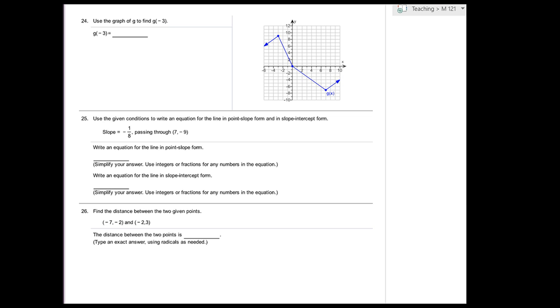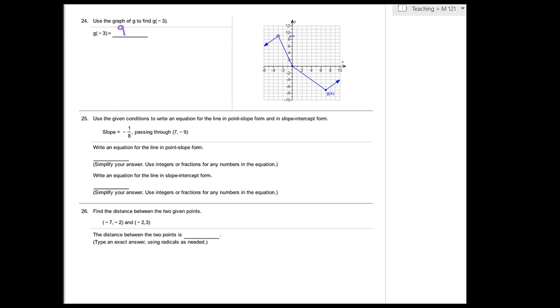We're going to use the graph of g here to find g of negative 3. So let's see here, negative 2, negative 3, oh, right here at 9. g of negative 3 is 9. Great.